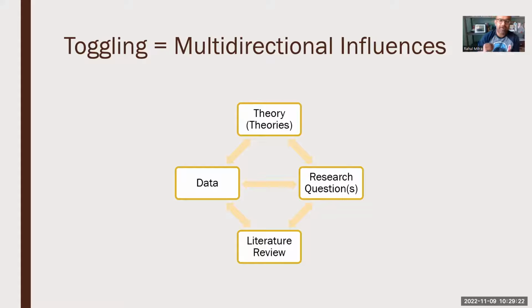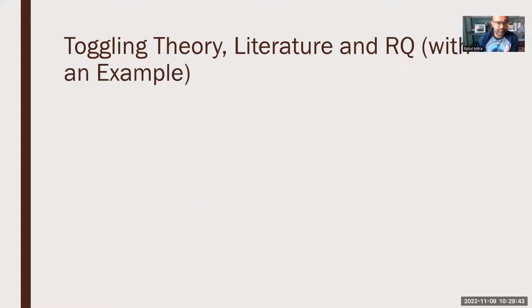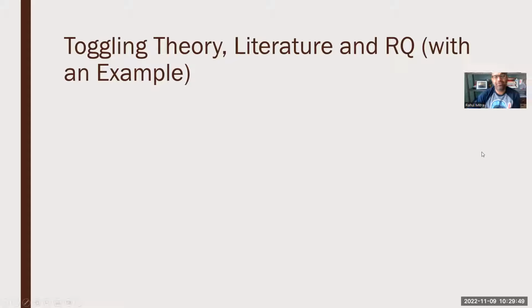And so you find that rather than a very linear movement, where theory leads to literature, leads to research question, leads to data, I find, at least in the kind of research I do, which admittedly is more qualitative, that the practice of research really involves being open to these multi-directional influences. So let's look at an example of how to toggle theory, literature, and research question.